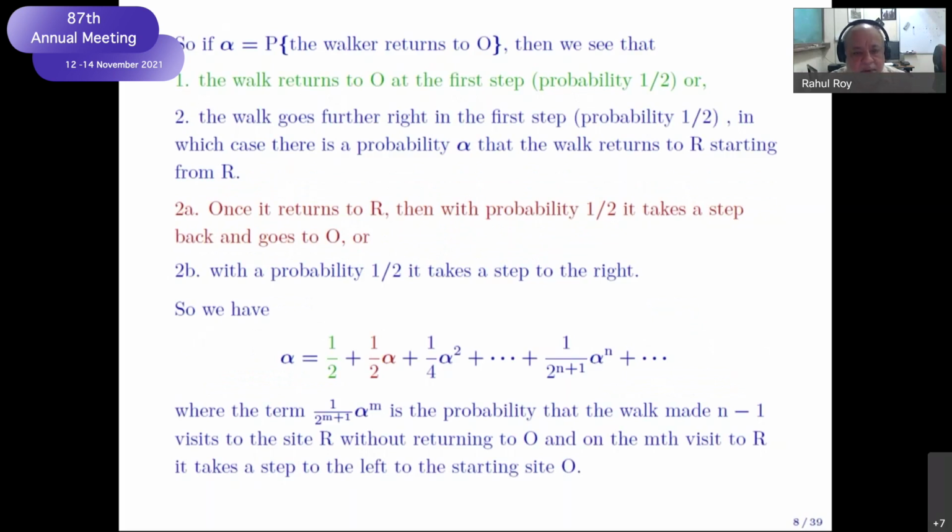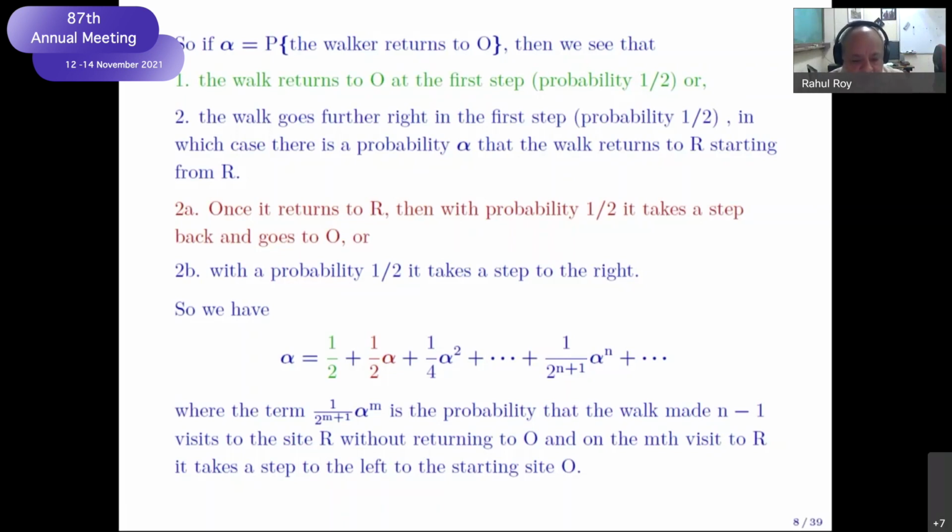So if alpha is the probability that the walker returns to O, then we see that there are 3 possibilities. The walker returns to O at the first step, which is an event with probability half, or the walker goes further right in the first step, also with probability half. In that case, starting from this third point, which has come from the origin to 1 and 2, and right now it's at 2, there's a probability alpha that the walker returns to the position immediately left of it, which is the position R. And once it returns to R, then with probability half, it can take a step back to O, or with probability half, it takes a step to the right.